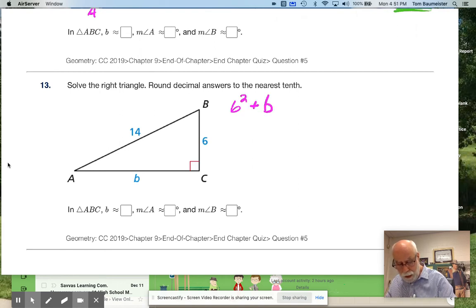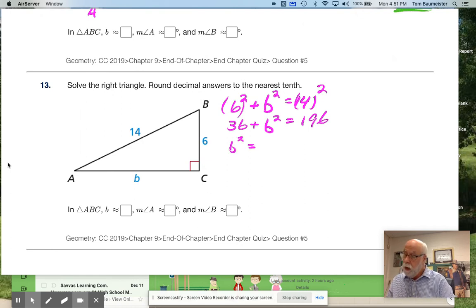So on this one here, again, we'll have 6 squared plus b squared, notice how my b has a straighter line than my 6, is equal to 14 squared. So then I can say that 36 plus b squared is equal to 196. I'll get that b squared is equal to 160 because I'm going to subtract that 36. And if I plug that in, that's going to be the square root of 160. And that will give us 12.6.